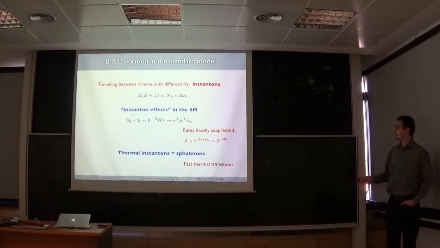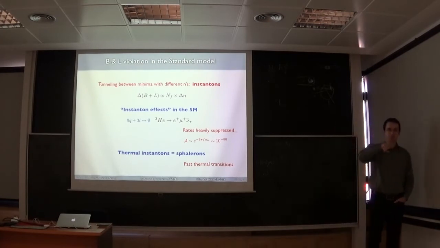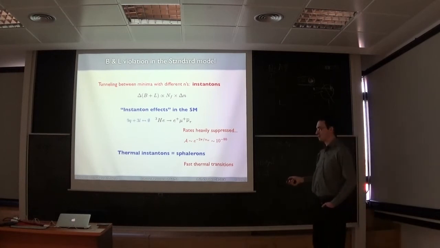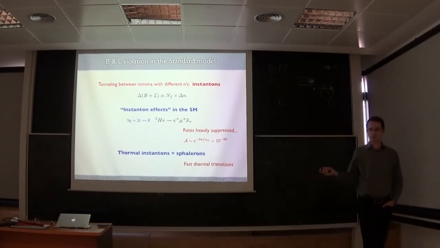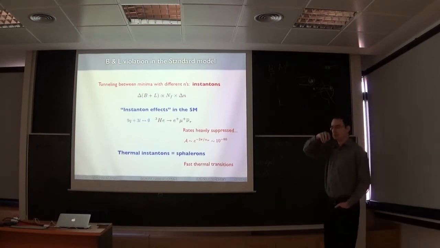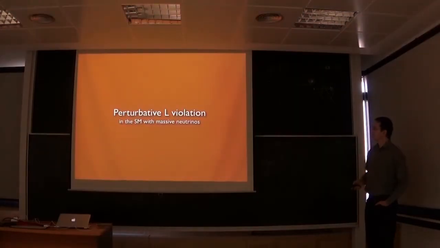But in the thermal case, where the role of the instanton is played by something called a sphaleron, these transitions can be pretty fast because you don't need to penetrate through the barrier, but you can jump over it. And that's what underpins the leptogenesis mechanism, where you first generate a net lepton number, and then you transfer it by these sphalerons to the baryon number as well. So this is how it works in the standard model.